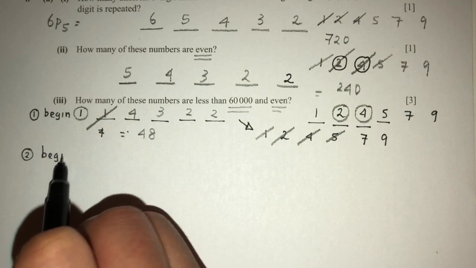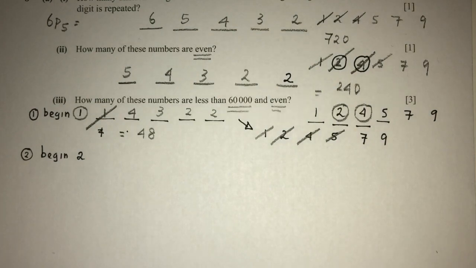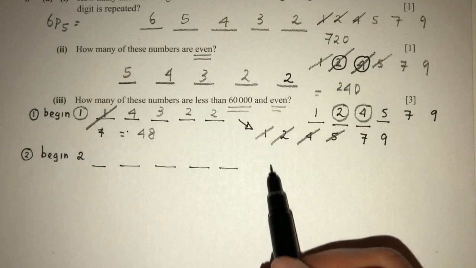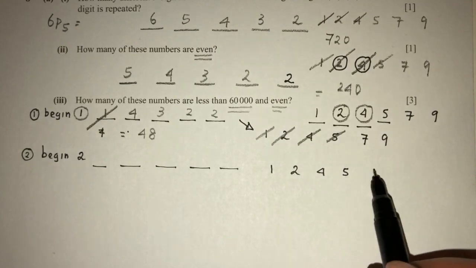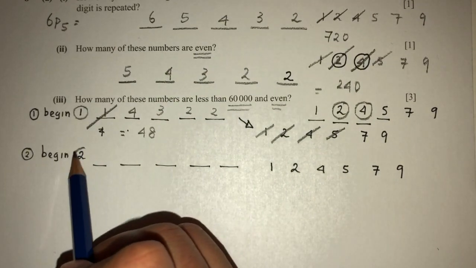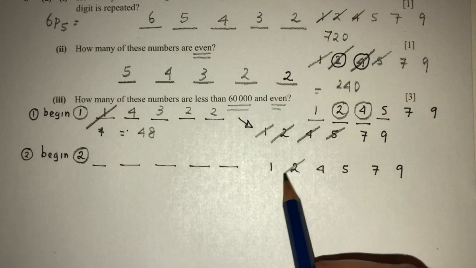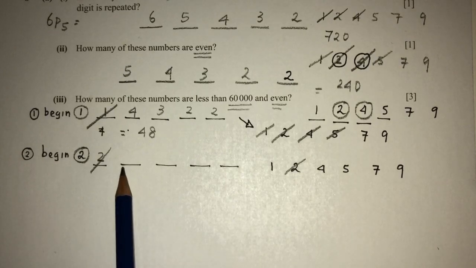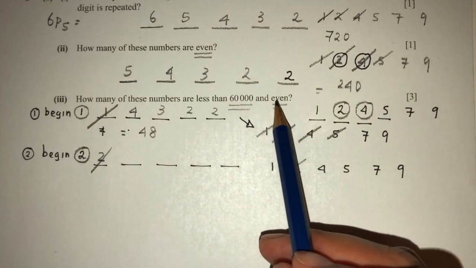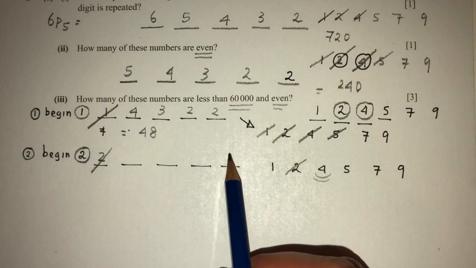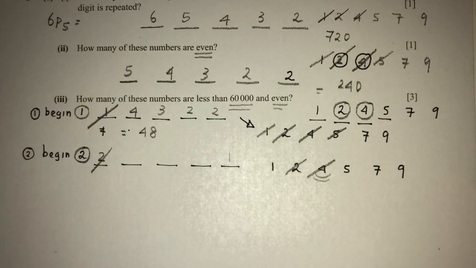Now let's look at case number 2. If I begin with number 2, same things, so 1, 2, 3, 4, 5. Numbers will be 1, 2, 4, 5, 7, 9. Now, if you begin with number 2, let's assume we put 2 here and we forget about 2. That's the assumption. Now, for the rest, let's see. For the number to be even, we have to end the number with an even number, so we have only 1 even number remaining, so we have only 1 choice. So 4 is out.